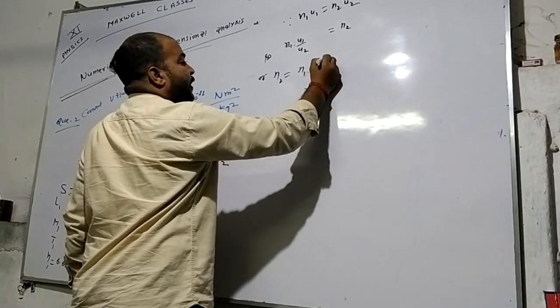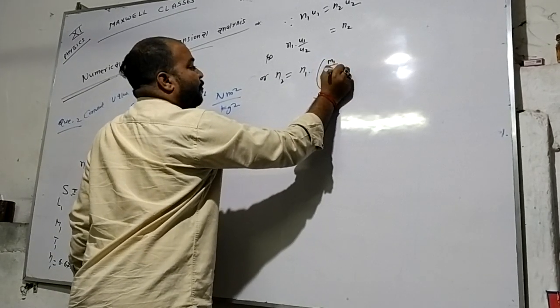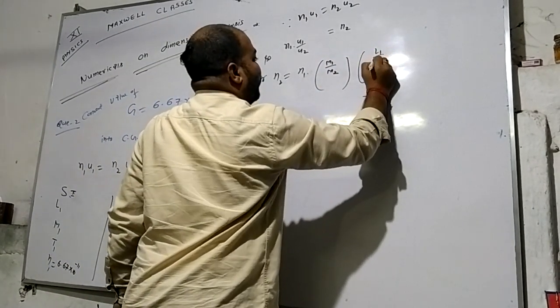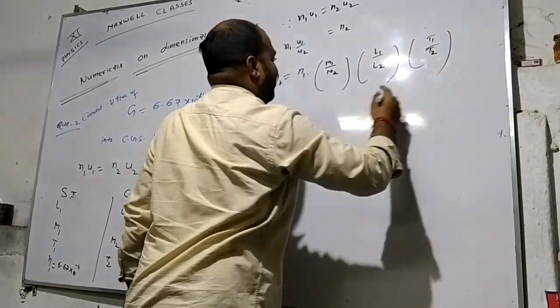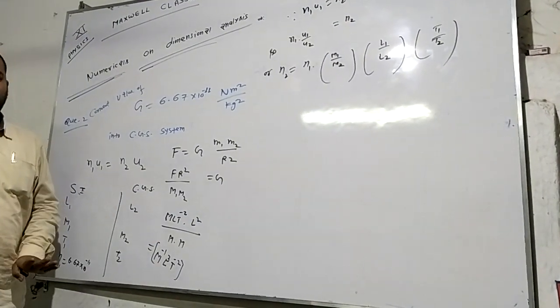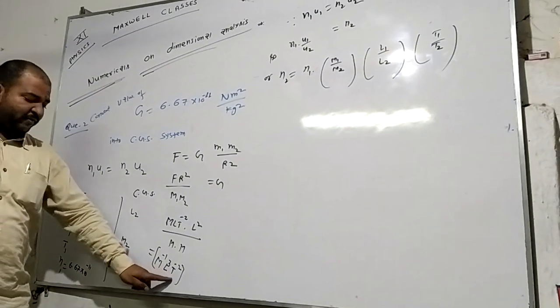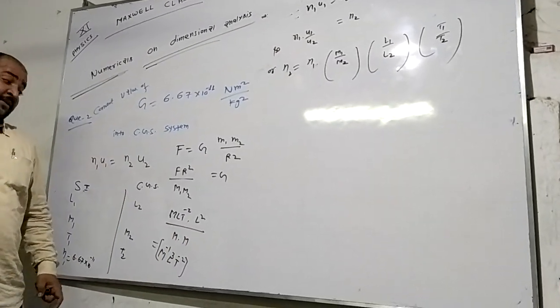That means we can say U1 is M1 upon M2, L1 upon L2, and T1 upon T2. This is U1 by U2, the unit in the first system and the unit in the second system. In the first system we denote with 1 1 1, in the second system we denote with 2 2 and 2. Now, what is the dimensional formula?